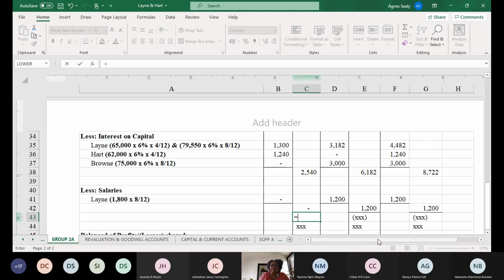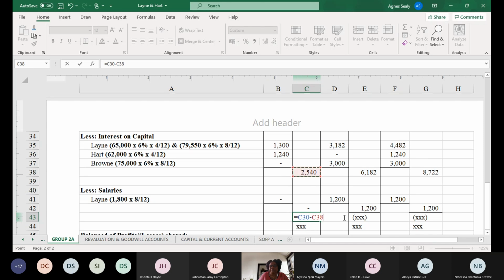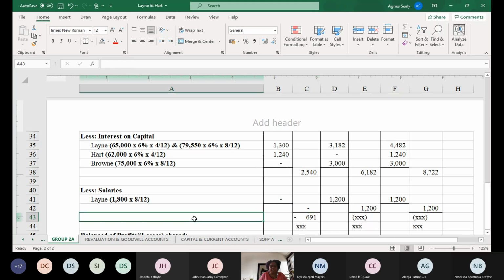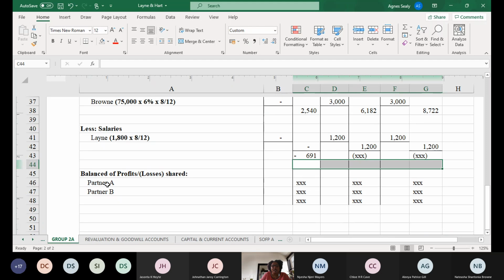So our residual profit would be 1,849 minus 2,540. Obviously, there's nothing here, minus this 0. So therefore, the residual here under the old agreement, there is a loss. So that is a loss that has to be shared for the old partners, for Layne and Hart. So this loss here of 691 will be shared with Layne and Hart only.